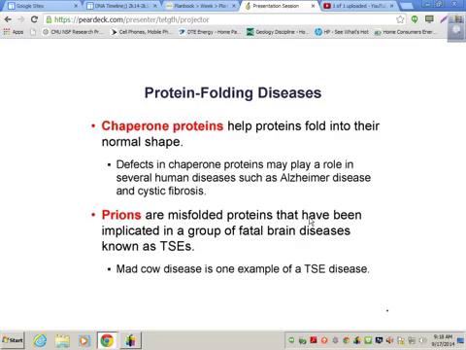So prions are misfolded proteins that have been implicated in a group of fatal brain diseases known as TSEs. These prions are known to cause brain tumors, essentially. Now, mad cow disease is one example of TSE disease. We've all heard of mad cow disease, right? That's where you get a malfunctioning protein that's not folding the proteins in your brain right. That sounds pretty big, right? That means, yeah, big problem. It's like cystic fibrosis of the brain in a way. The bad part about that is, if you get those prions in you, guess what? You can end up like the cow.